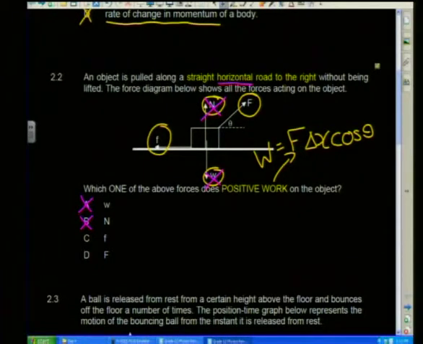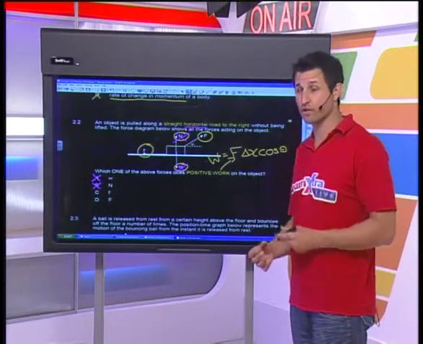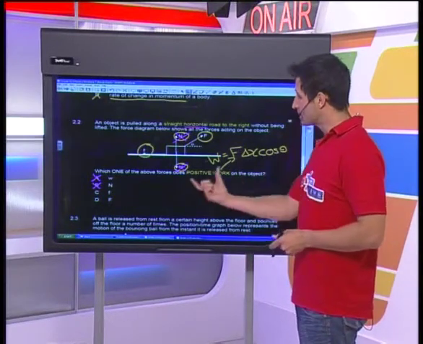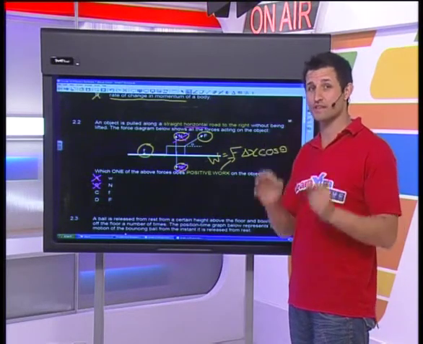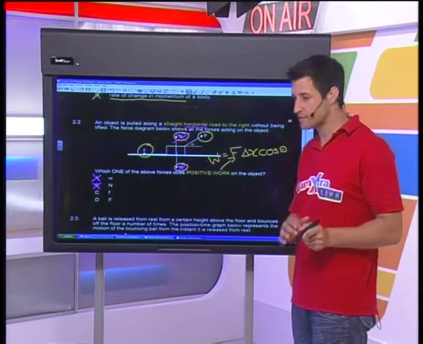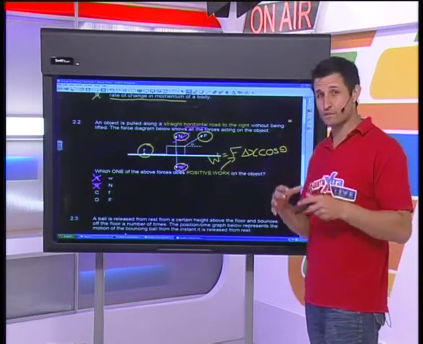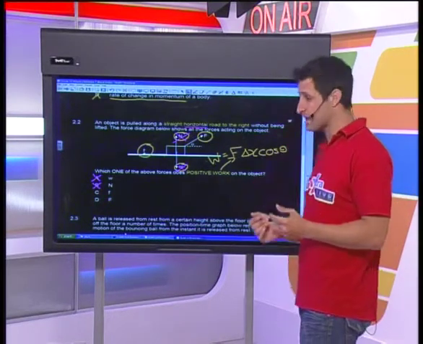Okay, now I've got to start to think, well, how on earth am I going to get this to be positive work? Well, now here's your definition for positive work, and you might want to write this down. Positive work is when the force and the displacement are in the same direction. Okay, so let me just repeat that. Force and displacement are in the same direction. That means that the force is helping the displacement happen.